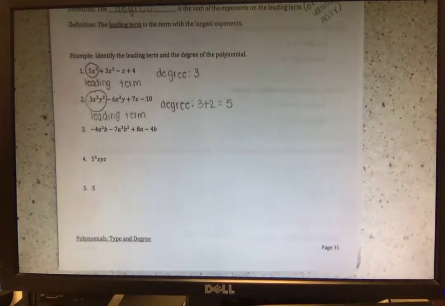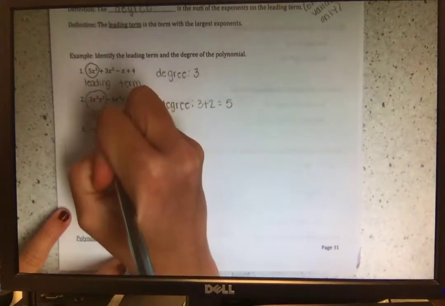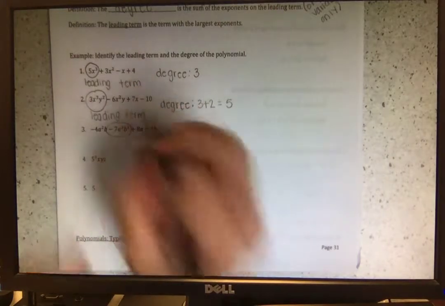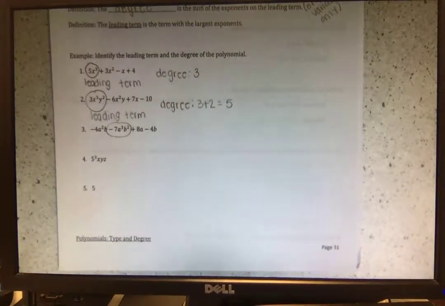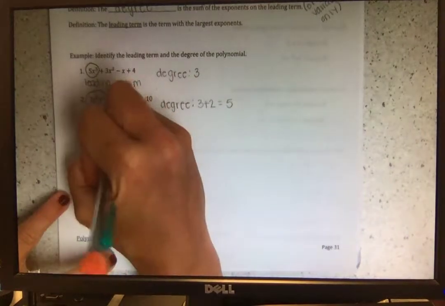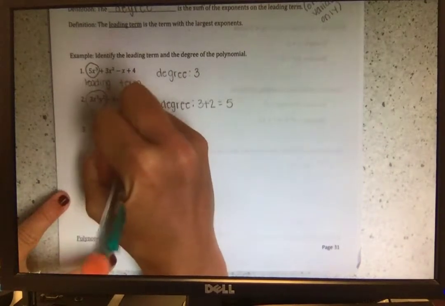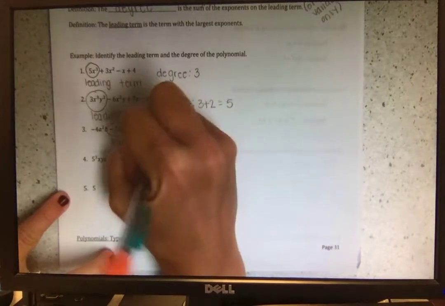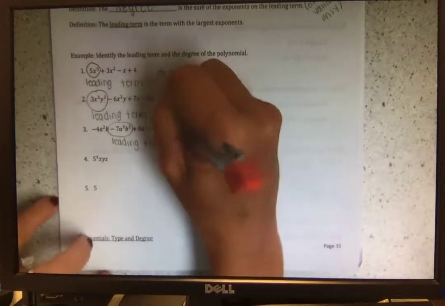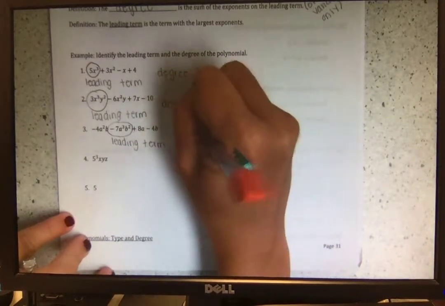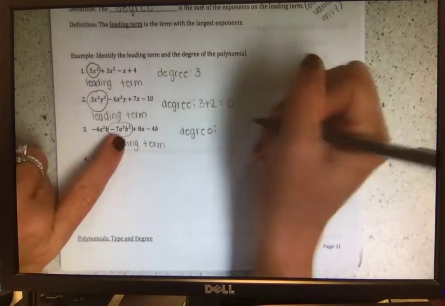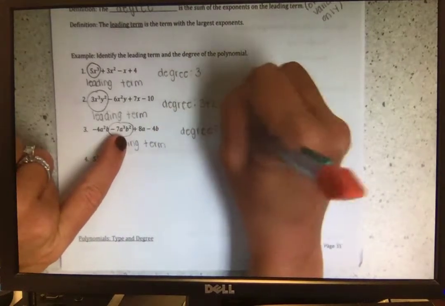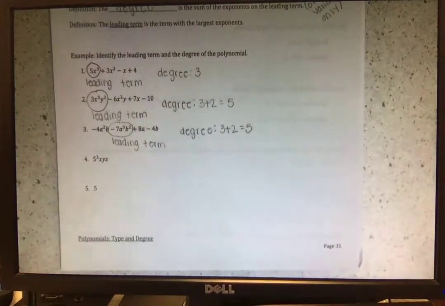Example 3, we have negative 4a squared b minus 7a cubed b squared plus 8a minus 4b. So here our leading term will be this negative 7a cubed b squared. It's the term with the largest exponents. Notice that negative goes with the 7. So that is our leading term. The leading term does not have to be the first term, so be careful about that. Our degree is the sum of the exponents. Our exponents here are 3 and 2. So 3 plus 2 will give us 5 again for that degree.